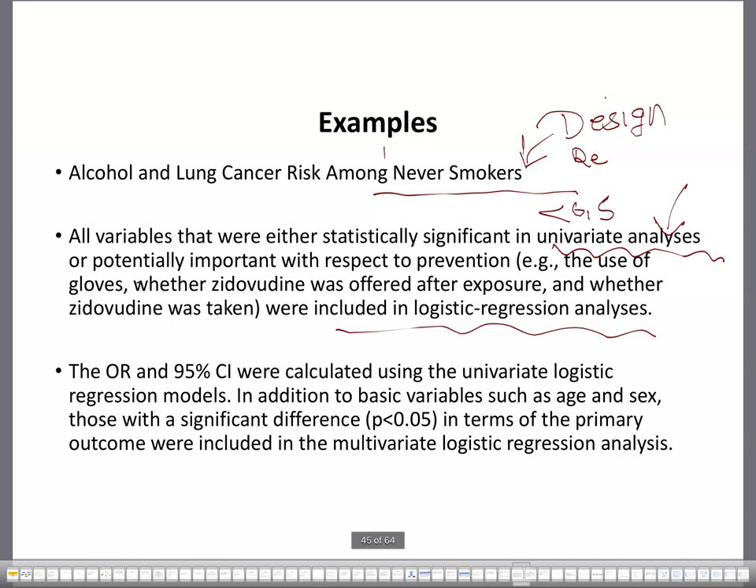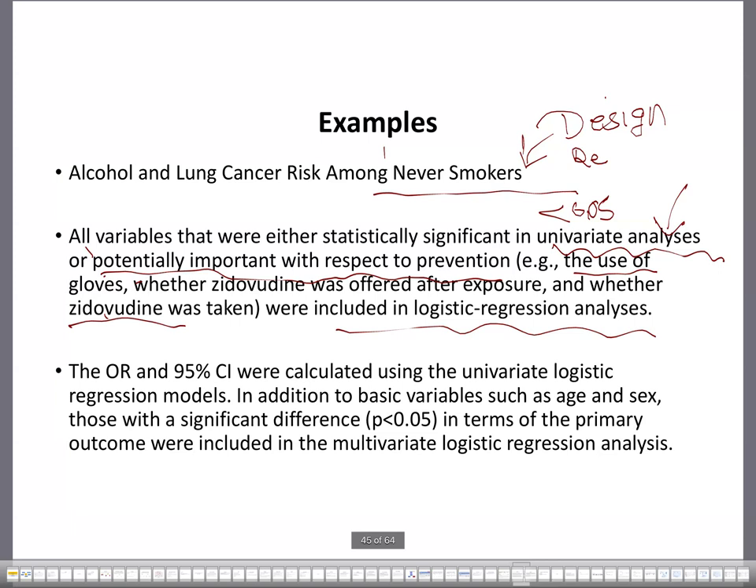Then the authors also say, or potentially important with respect to prevention. What I'm trying to tell you is that in your method section, you can say that yes, one criteria is to say that the ones which are significant in the univariate analysis, and irrespective of what the univariate analysis is, still a priori, I am saying that I am going to include these other variables like the use of gloves, taking zidovudine, etc. in my multiple regression. I'm going to still include them as potential confounders. This is one way of deciding about your potential confounders.